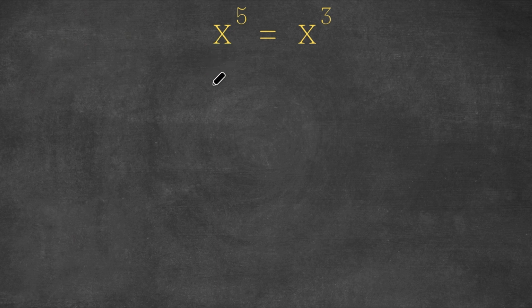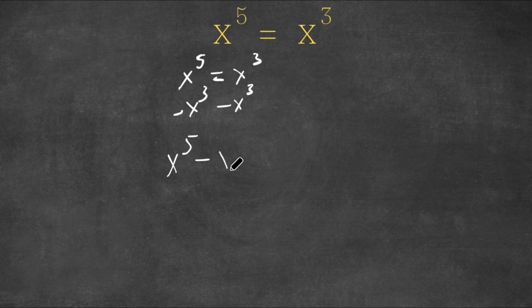In today's video, I'm going to be teaching you guys how to solve this exponential equation. So we have x to the power of 5 is equal to x to the power of 3. Now, what I'm first going to do is subtract x to the power of 3 on both sides. So now I have x to the power of 5 minus x to the power of 3 is equal to, these two cancel out, 0.